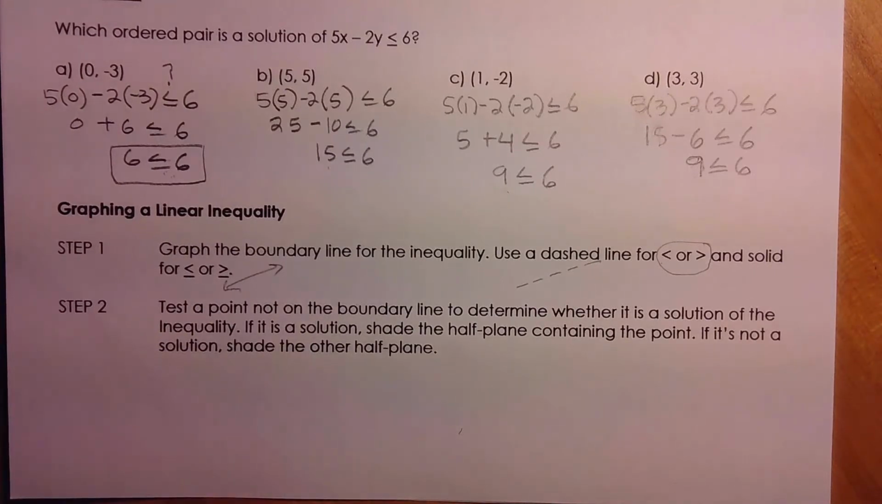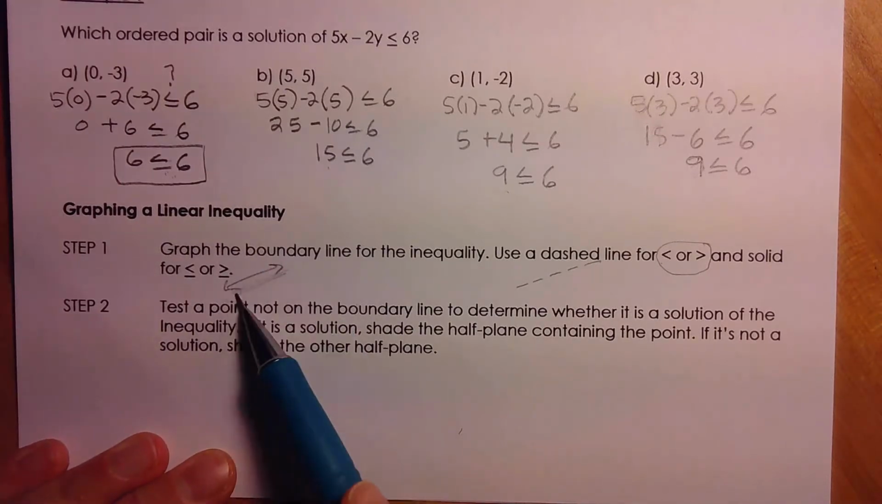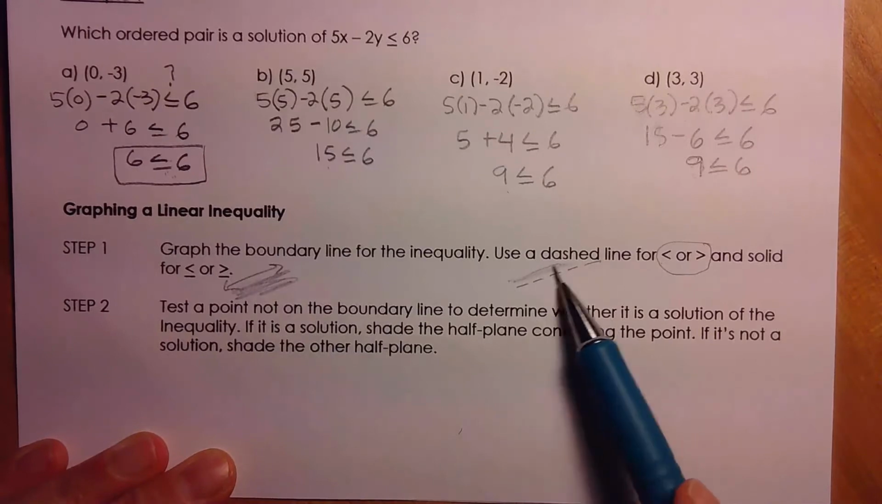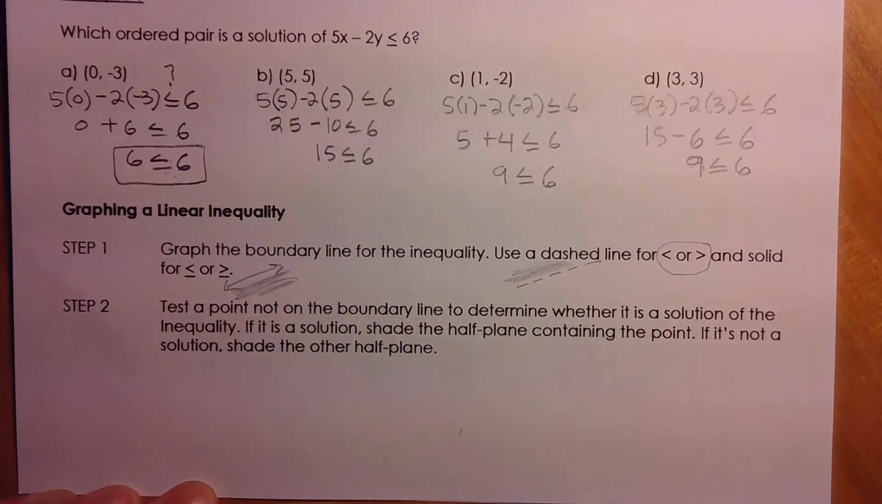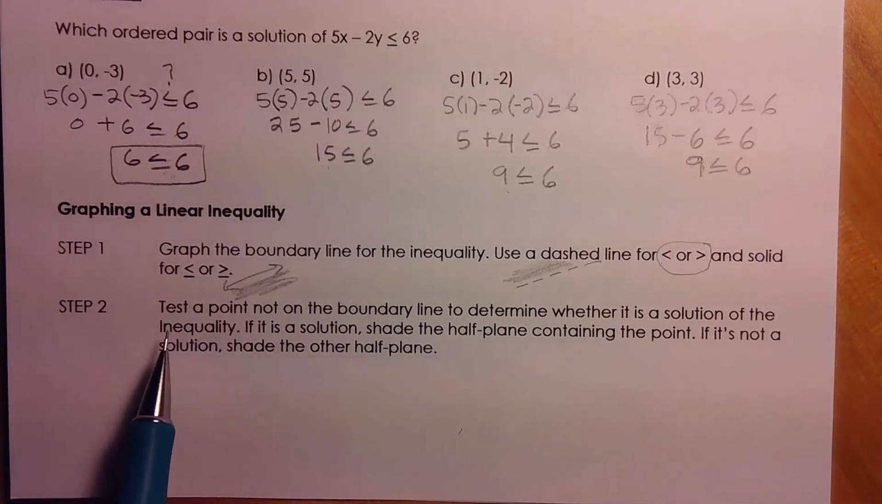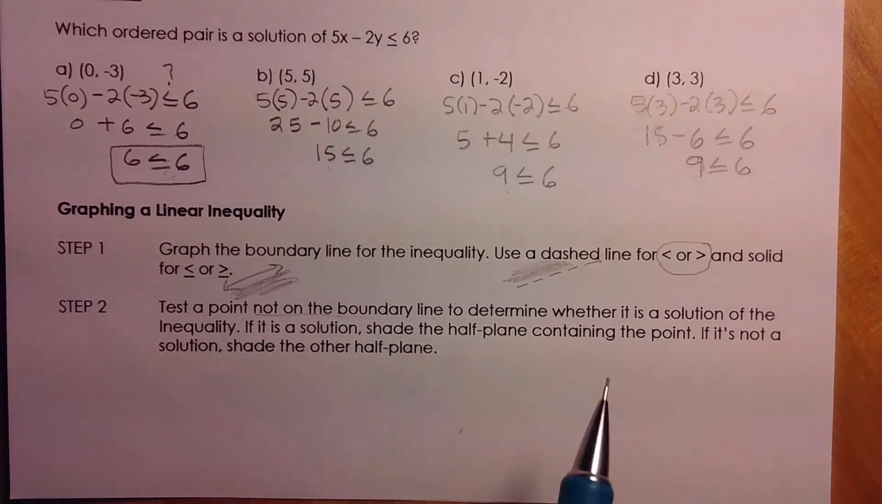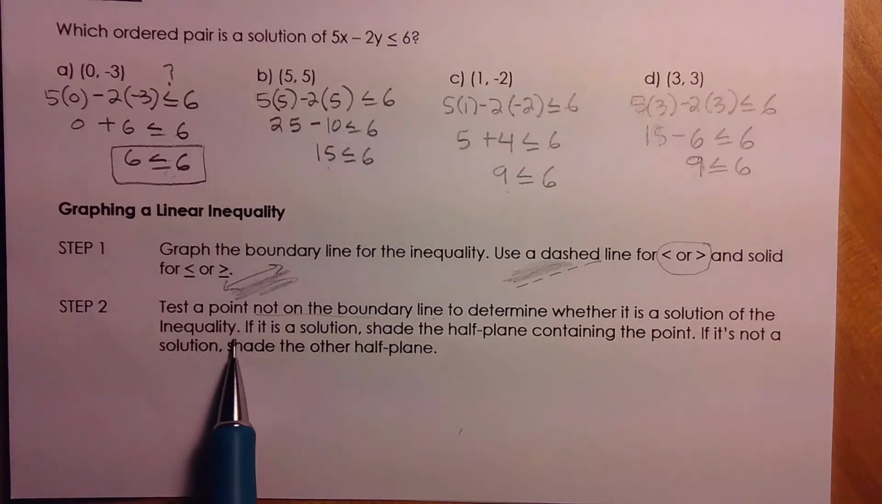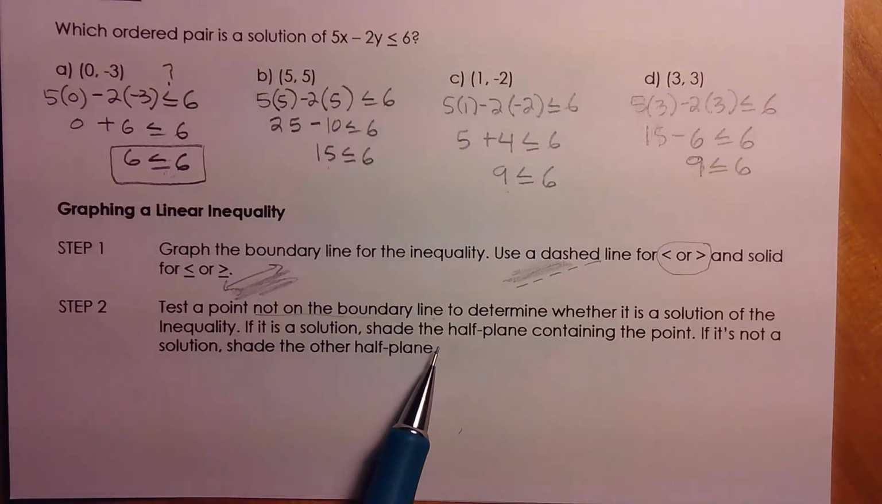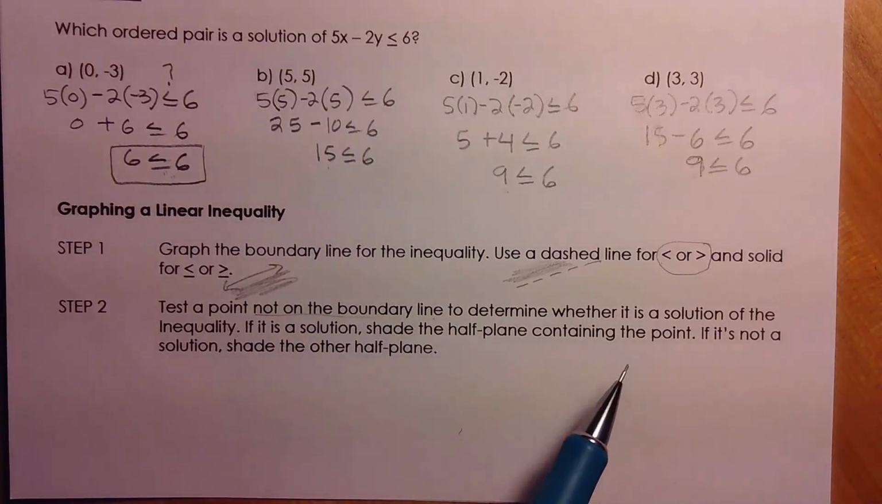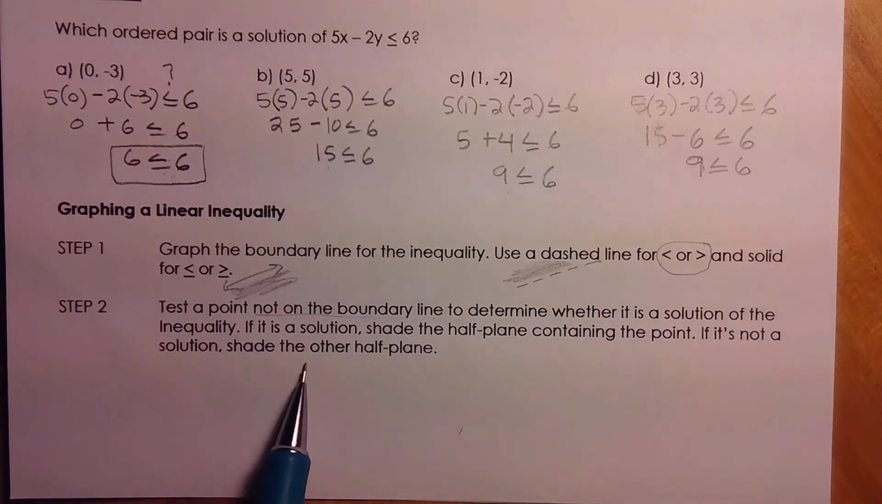Okay, and then these are the graphs that have shading on one side or the other. So the way that you figure out where to shade is by testing a point. So we're going to test a point not on our boundary line to determine whether it is a solution of the inequality. If it is a solution, we're going to shade the half plane that contains that point. If it's not a solution, then you shade the other half plane.